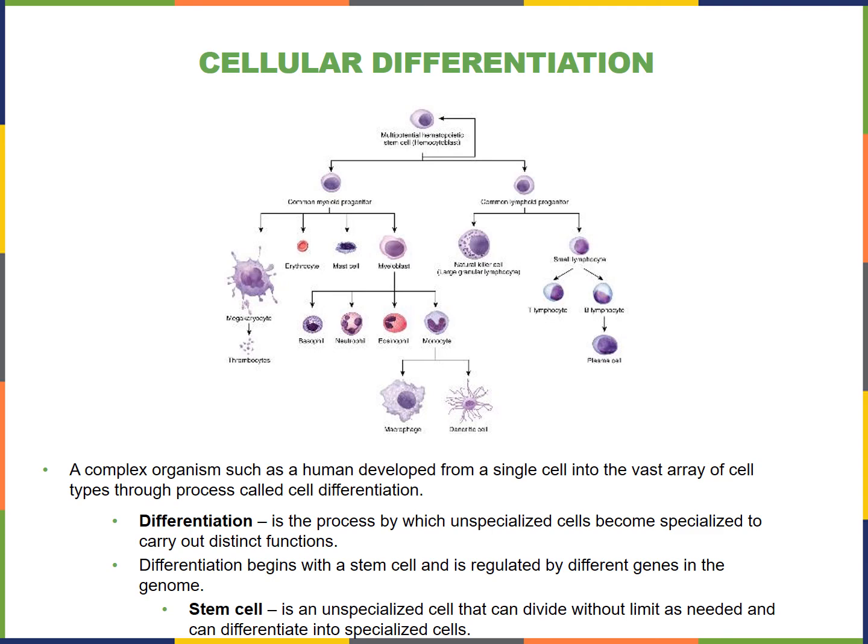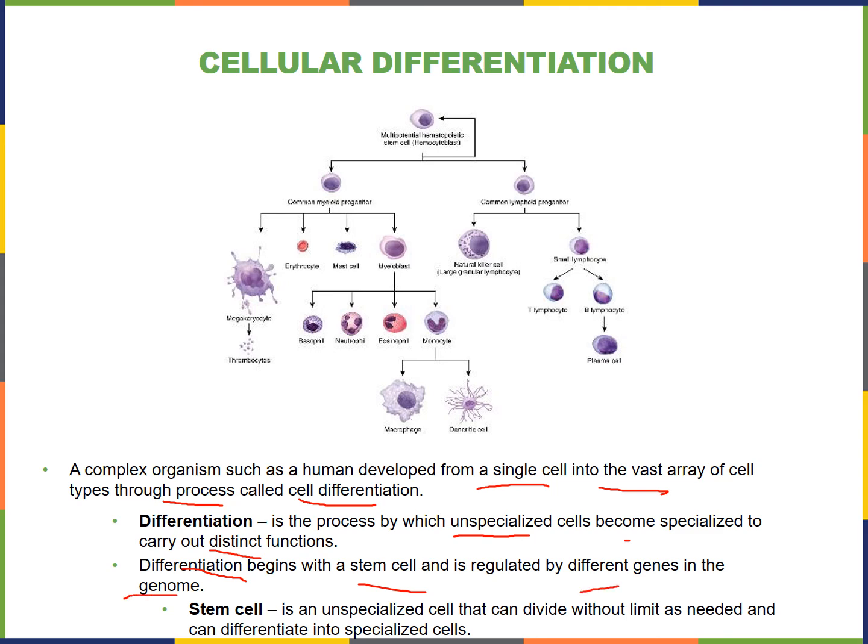Cellular differentiation: we have a lot of cells and a lot of tissues. So how does this actually happen? A complex organism such as a human develops from a single cell into a vast array of cell types through a process called cell differentiation. So what is differentiation? It is a process by which unspecialized cells become specialized to carry out a distinct function. Differentiation begins with the stem cell and is regulated by different genes in the genome.